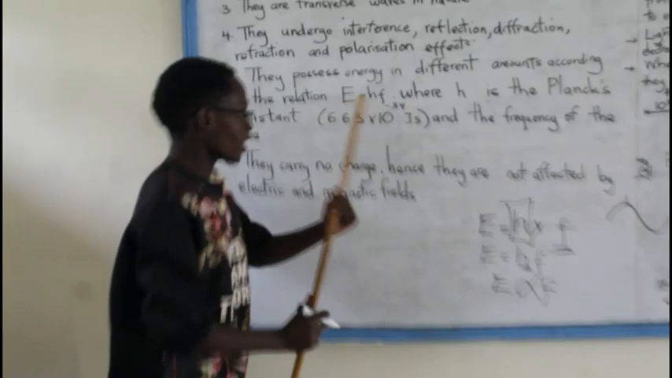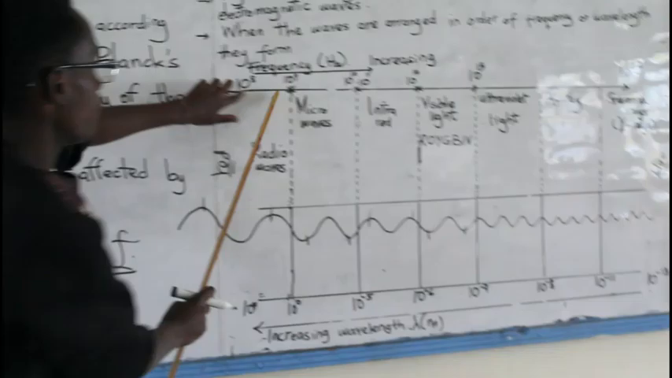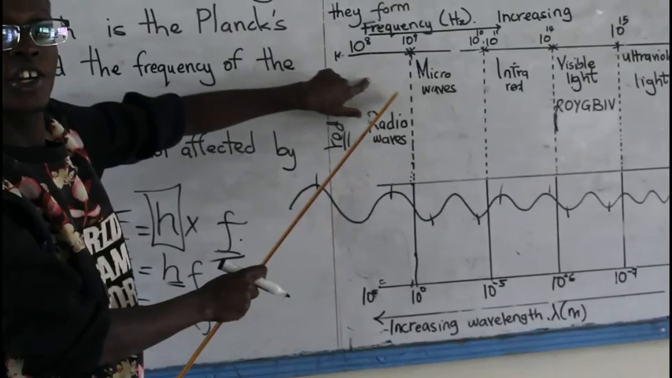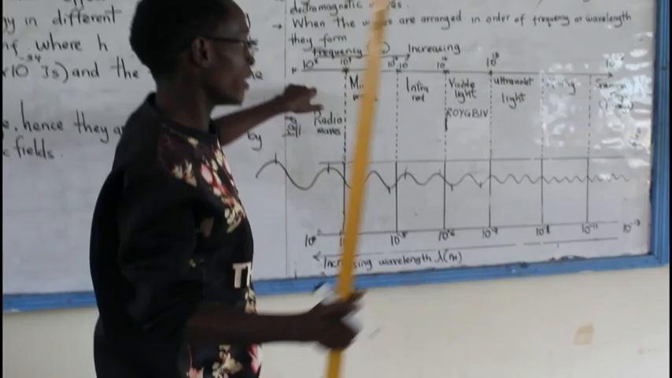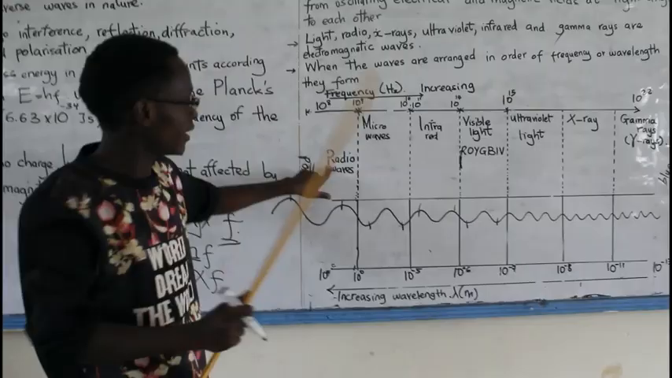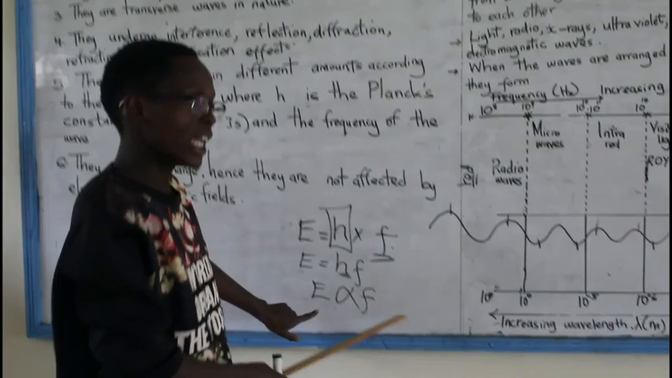Here, this is the frequency. If I take a look at this one, E is equal to hf. So the energy in radio waves is much less than the energy in gamma rays. I think that's why it's explainable that gamma rays have higher penetration power than radio waves, or why X-rays have higher penetration power than microwaves. It's because of this relationship between the energy and the frequency of the electromagnetic waves.